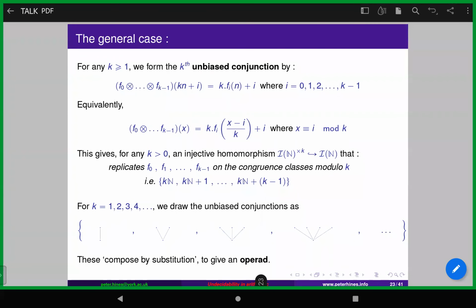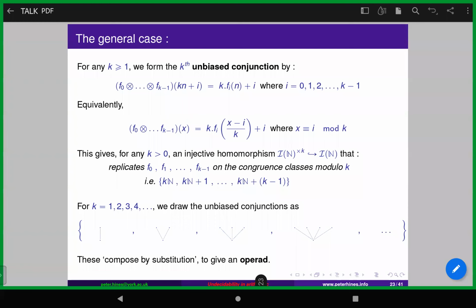But first, having done it for 2, 3, we can carry on, do it for 4, 5, etc. And the kth unbiased conjunction, what we do is we take F0, F1, all the way up to Fk minus 1, and replicate these on the congruence classes modulo k. So replicate them on kn, kn plus 1, kn plus 2, etc. And I'm going to draw these as very simple trees. So simple trees, we've got a root, we've got leaves, and no non-trivial branchings in between the two. And then I'm going to start plugging these together.